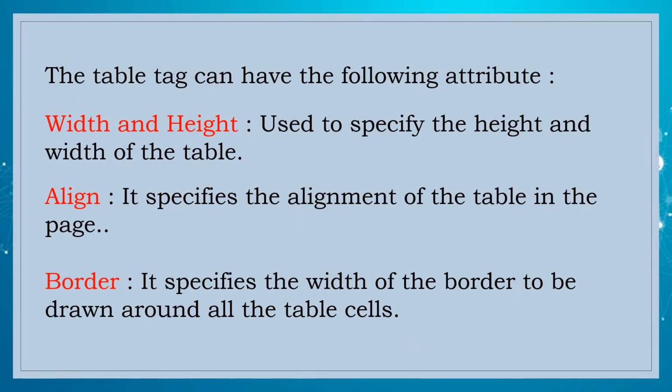The table tag can have the following attributes: width and height. Width and height are used to specify the height and width of the table. Align specifies the alignment of the table in the page. Border specifies the width of the border to be drawn around all the table cells.